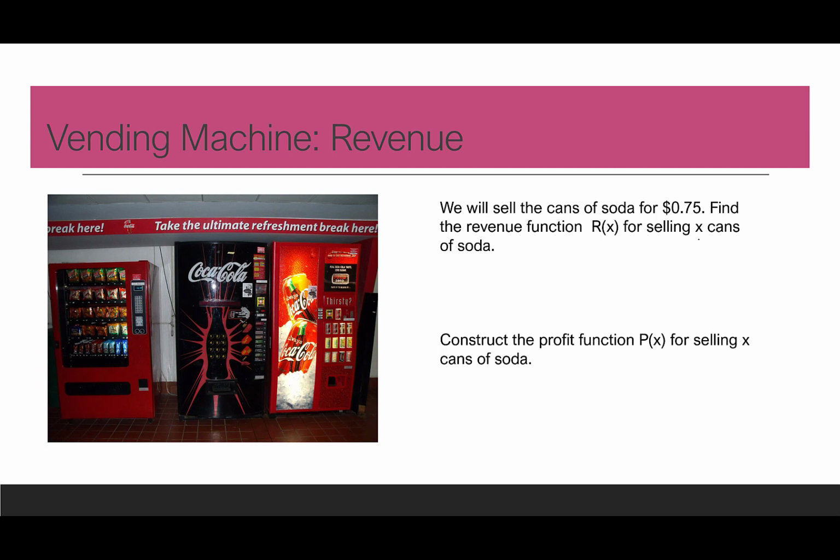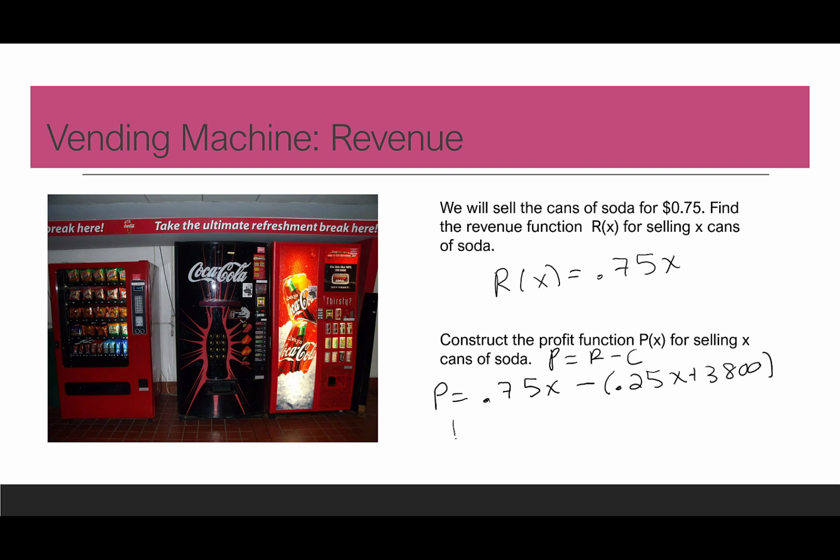Revenue is how much money do we make. So let's say we sell the cans for 75 cents each, then our revenue is 0.75x. Profit is always the difference between revenue and cost, so P equals R minus C. So our profit is equal to 0.75x minus parentheses 0.25x plus 3,800. So when I subtract, my profit is 0.75 minus 0.25 gives me 0.50x. Remember to distribute this negative. It goes through both, so this is minus 3,800.